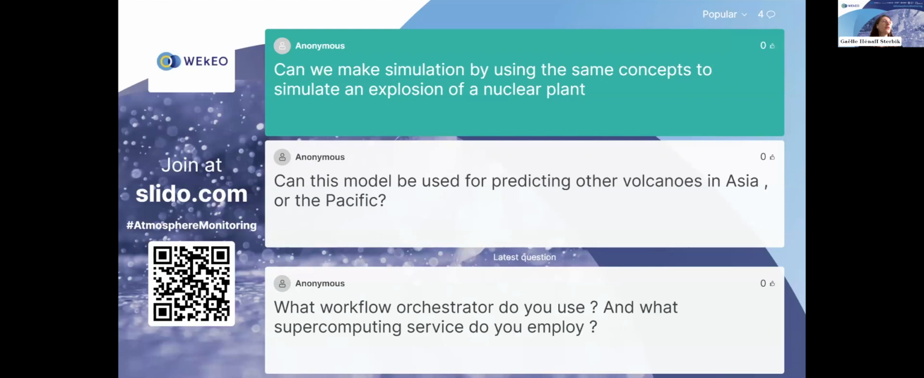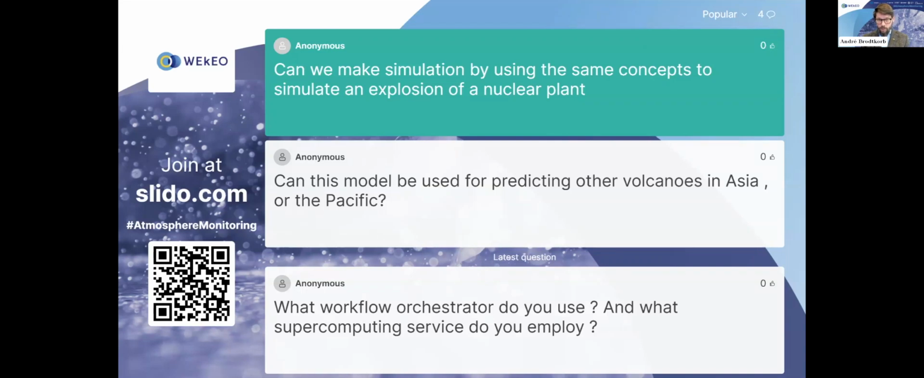Okay, this is kind of an open question. Can we make simulation by using the same concepts to simulate an explosion of a nuclear plant? Yes. So this exact framework has been used also to study part of the Chernobyl incidents. So the same mathematical framework can be used, but there are differences in how the atmospheric chemistry of radioisotopes and volcanic ash are different. So you need to have different mathematical tools there. But it's possible. So the inversion procedure is definitely possible to use there.